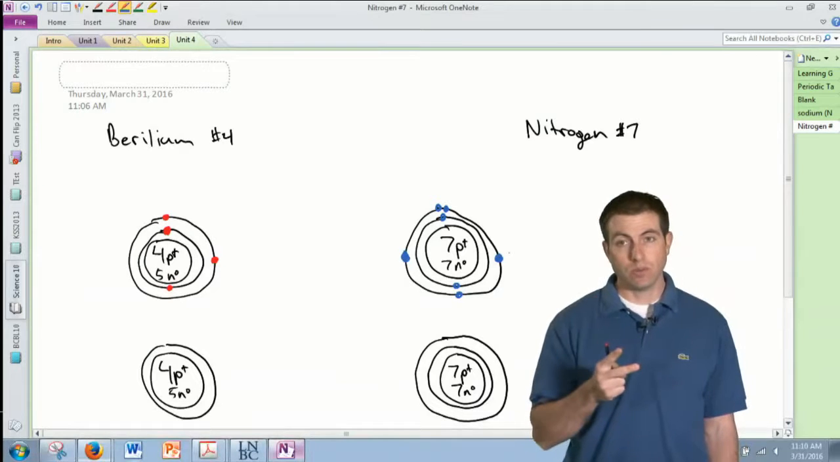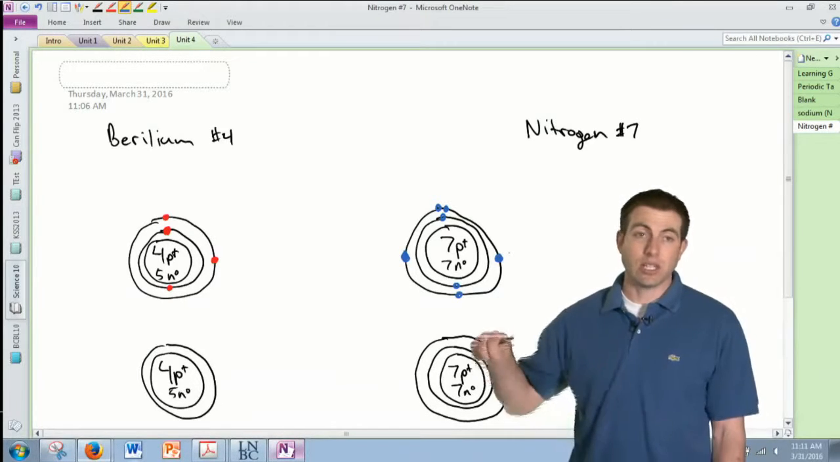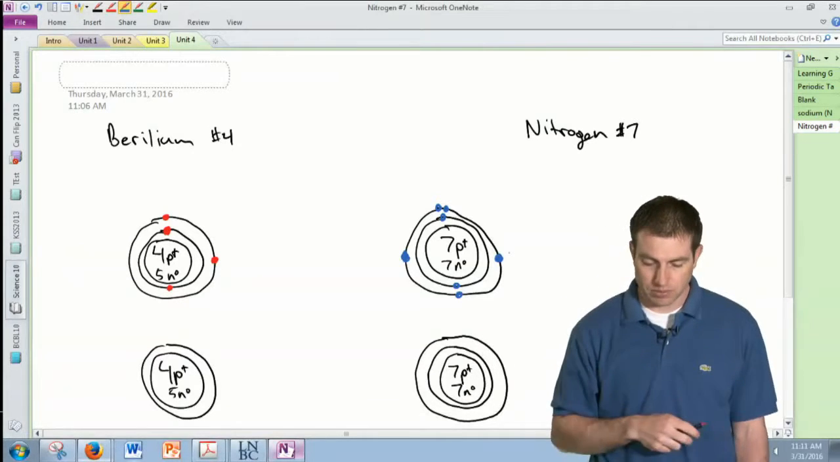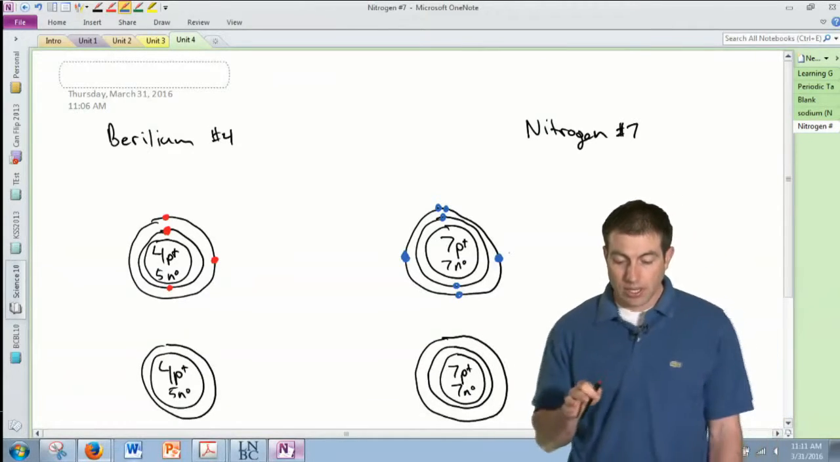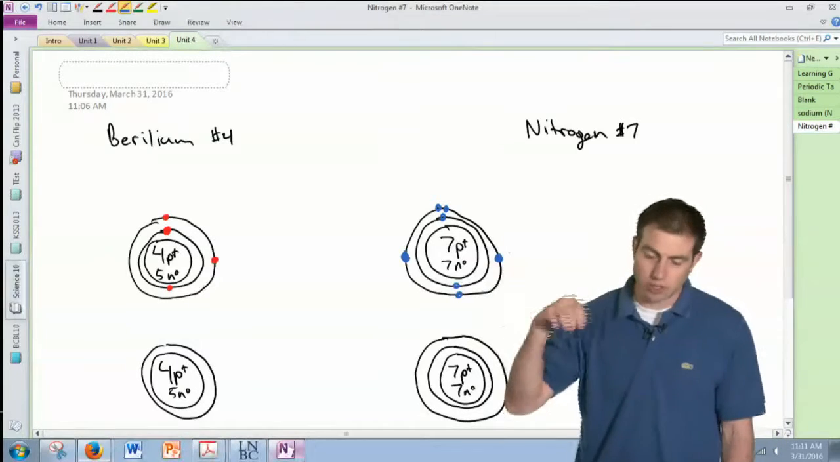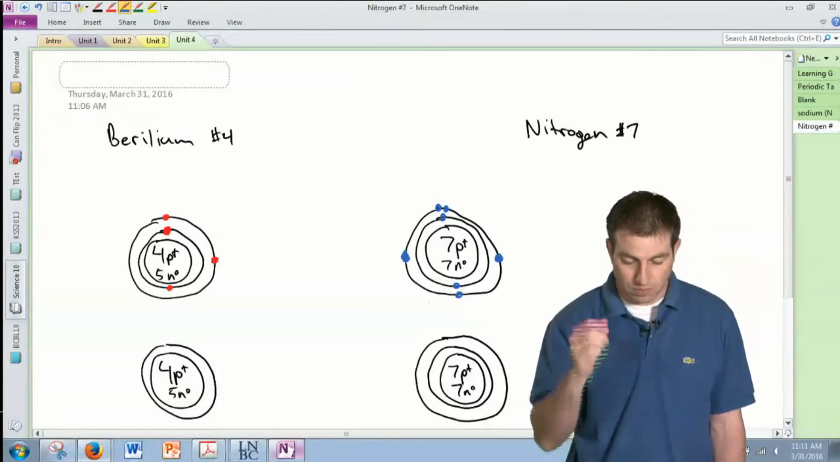First shell holds 2. And then the next shell holds a maximum of 8, but we only have 4. So there's only 2 left. So that's beryllium. Nitrogen, 7 protons means it has 7 electrons. So first shell has 2. The second shell should have 5. So I've drawn 1, 2, 3, 4, 5.